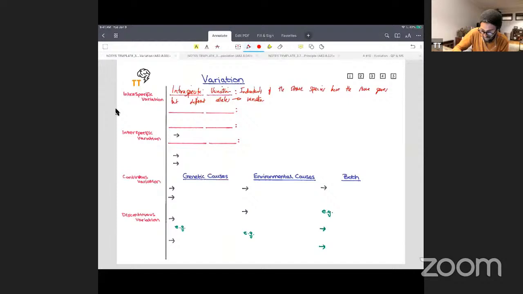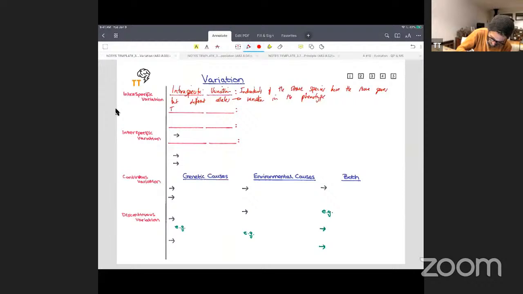I have blue eyes, you may have brown eyes. We both have a gene for eye color. Eye color actually is polygenic, there are many genes that interact to form eye color, but if it was just green or brown or blue, then I would have blue, you would have brown. So there's variation due to the different alleles.